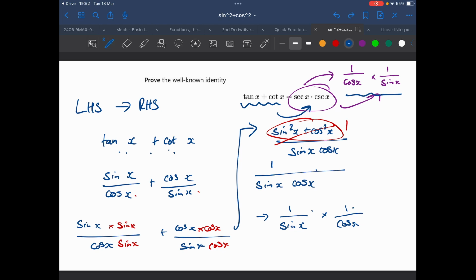And finally, I need to write what's actually there. I may even shuffle the order. So this is then going to be the same as sec x times cosec x, as desired. So whether it's solving our equations or whether it's proving results, sine squared plus cos squared, hopefully by now you're appreciating, is really at the start of what we have to do for a lot of A-level maths.